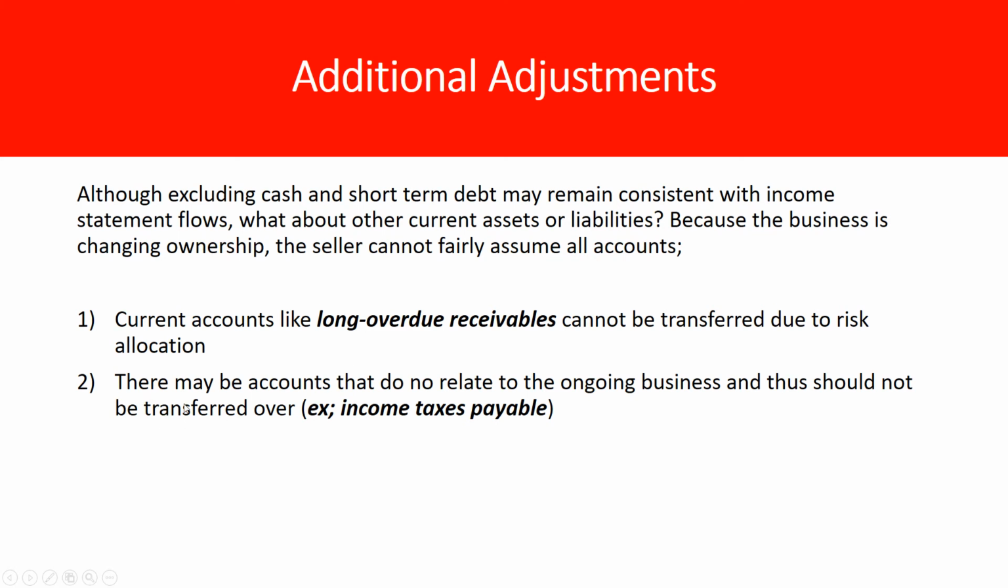And two, there may be accounts that do not relate to the ongoing business and thus should not be transferred over. As an example, income taxes payable. That's not relevant to the buyer. It's the seller's tax strategy, where we have a completely different tax strategy. So I'm not going to pay for your taxes. So there are additional accounts. And again, there's a lot of discretion when it comes to this, a lot of negotiation.